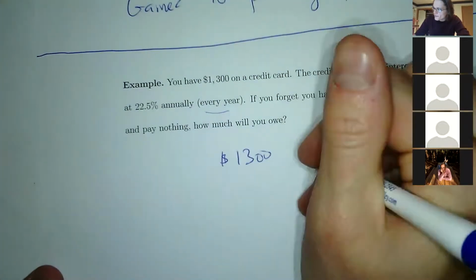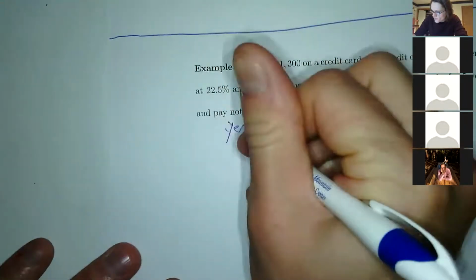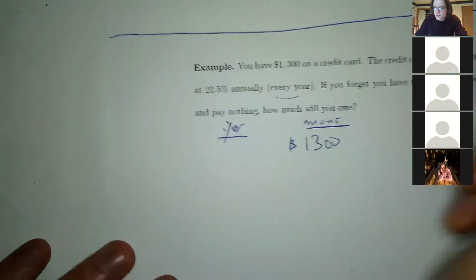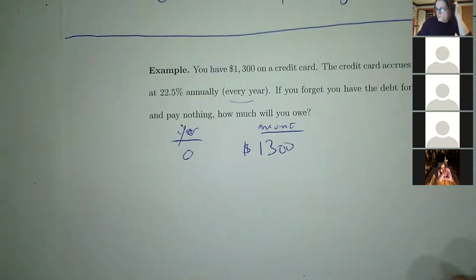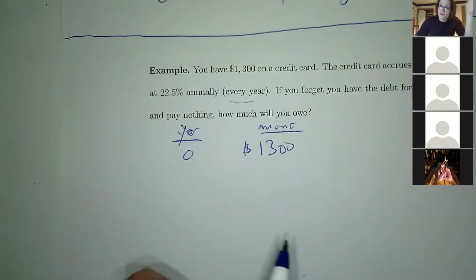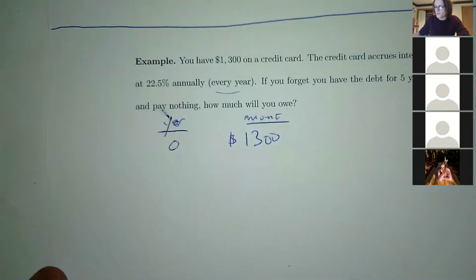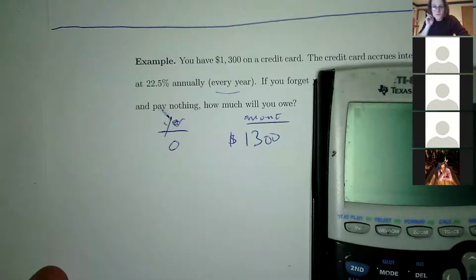I'm going to say this is year 0. So maybe I'll put year, and then amount. At year 0, I owe 1,300. That's exactly when I maybe charged it. Maybe I bought, I don't know, a MacBook Air. I think that cost about that much. Maybe I put it on a credit card, forgot about it, and now I still owe the money. Every year, 22.5%. I think that's high for a credit card, by the way, but it's not out of the question.